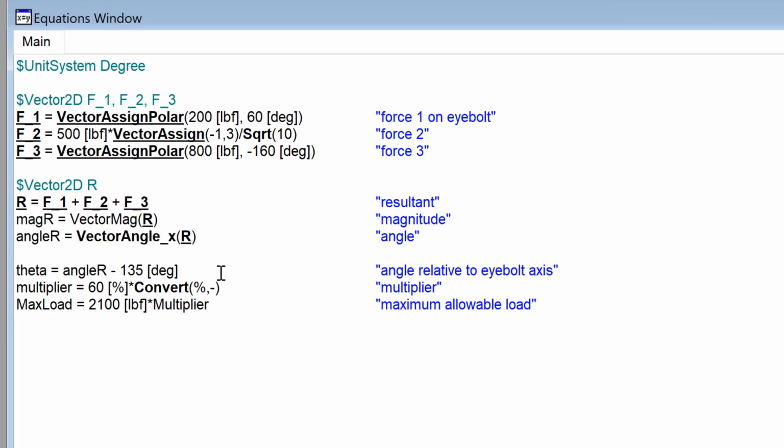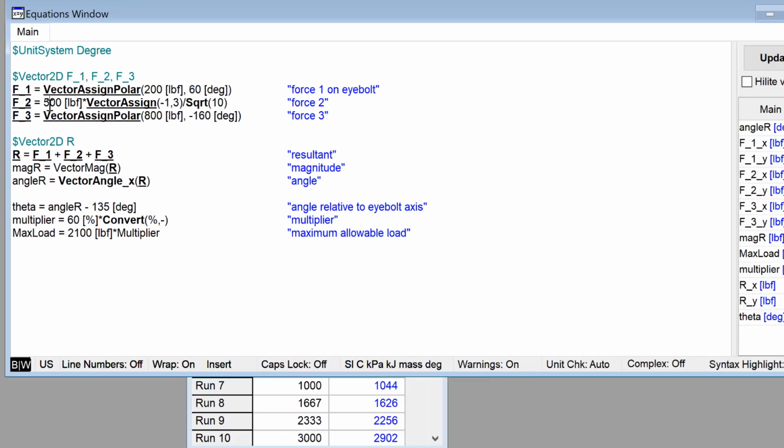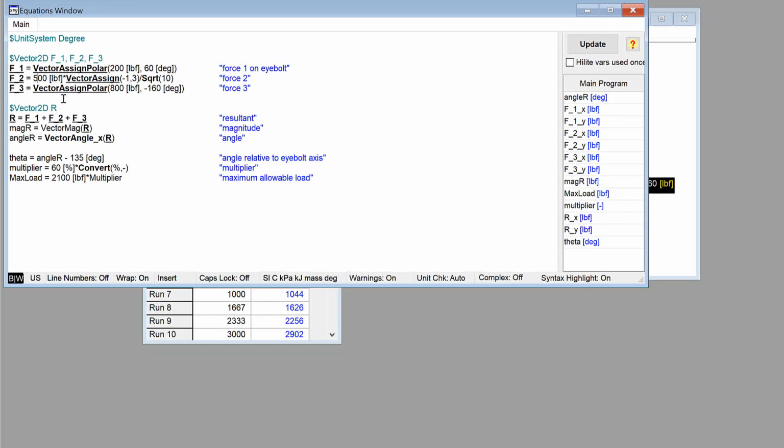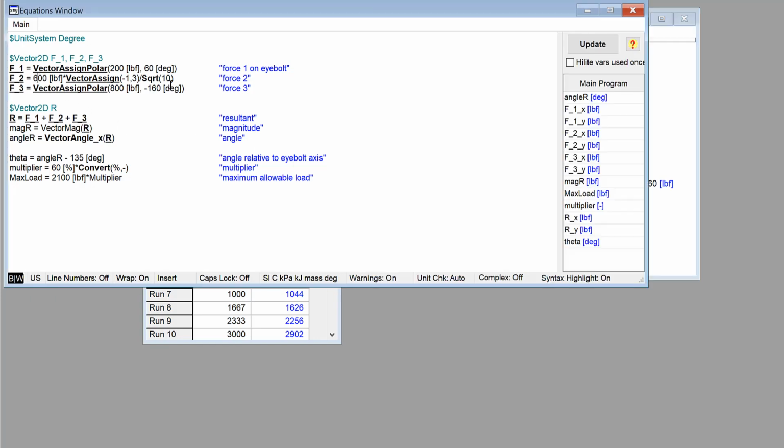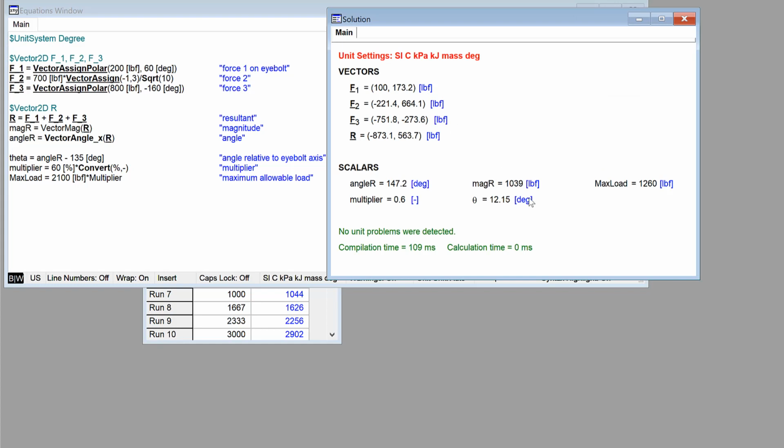And there's different ways of doing this. If I wanted to focus here on F2, I could just gradually increase F2. So let's make it 600 and solve. And you can see that's gone up. I could make it 700 and solve, and it's gone up even more. So you can see how I can sneak up on the answer manually that way.